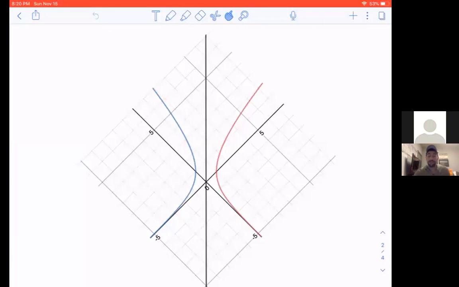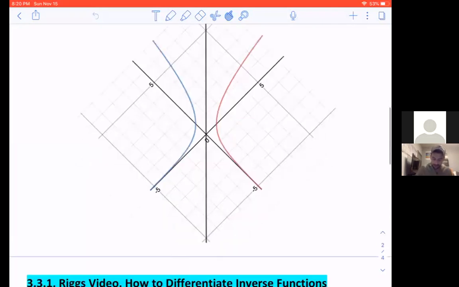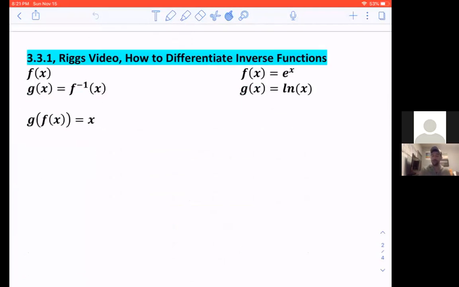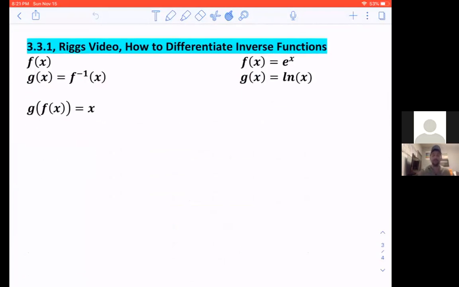Now here's that same graph we just saw, and I literally just turned it on its side so we could see that e to the x over here is in fact an exact mirror to natural log of x over here. And so let's actually get into the core of this objective, which is how do I differentiate if I know functions are inverses of each other?